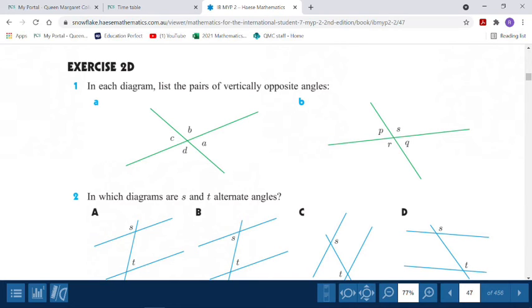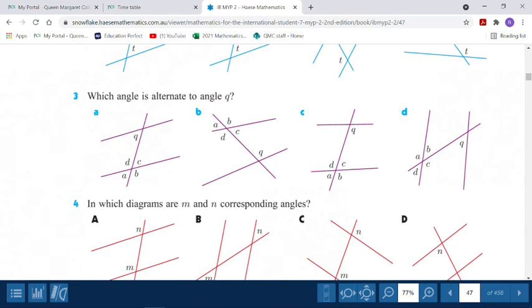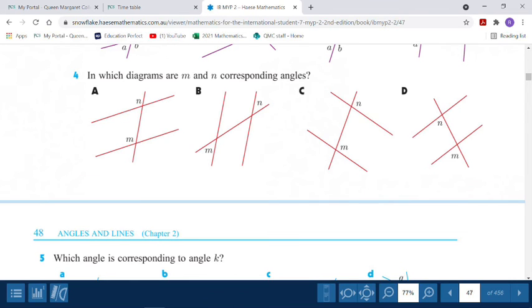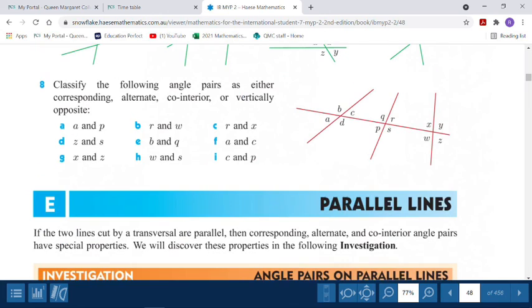So, guys, let's do it together. All right, so here, in each diagram, list the pairs of vertically opposite angles. So what's opposite of B? D. What's opposite of A? C. Okay, rocket science, boy, I'm telling you. Okay, in which diagrams are S and T alternate angles? Don't worry about it. Alternates, I'm not going to worry about that. We're not going to worry about corresponding. Again, you don't have to know those. Co-interior, you don't have to know those yet.